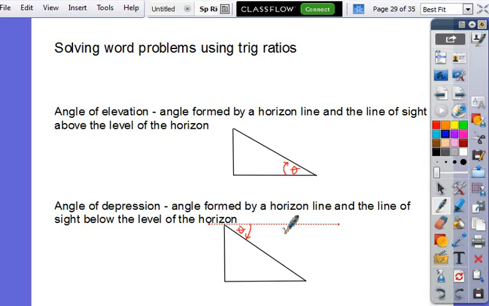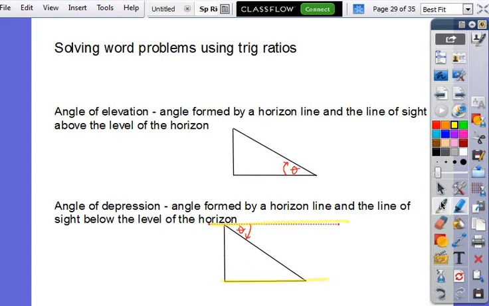Angle of elevation. What does angle of elevation mean again? It goes up. So you start at the horizon line at the bottom and you go up. You got your angle of elevation. Angle of depression, on the other hand, starts at the top horizon line and goes down. But it winds up being outside the triangle. In order to get it inside the triangle, we need to realize we've got a parallel line, top and bottom.